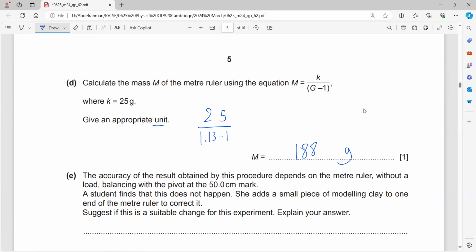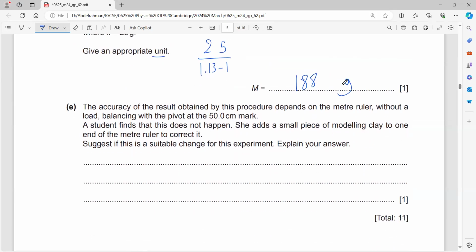Definitely. You can never use kilograms. 188 kilograms for 1 meter ruler. That's illogical. Definitely illogical. Okay.